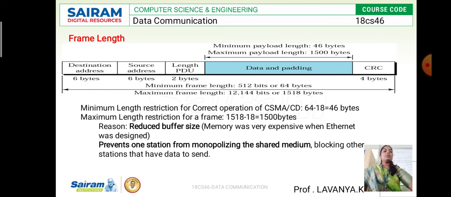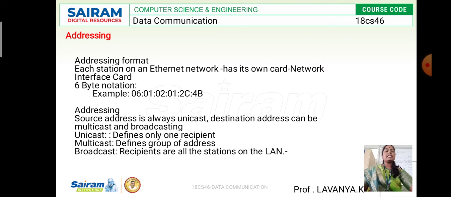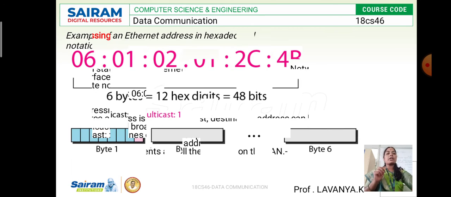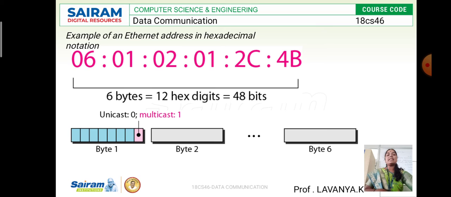So the next one is addressing. Here we look at what type of address we are going to use in the IEEE standards. The address is in hexadecimal format. This addressing is basically divided into three types: multicast, unicast and broadcast. How do we recognize the multicast, unicast and broadcast?